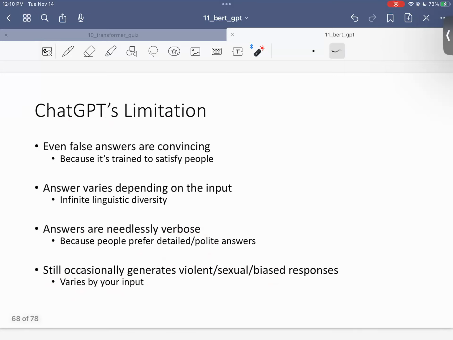Right. Question: how does ChatGPT avoid unethical answers? As I said, unethical answers are given 1 star by the annotators from OpenAI. And that is reflected in the reward model.